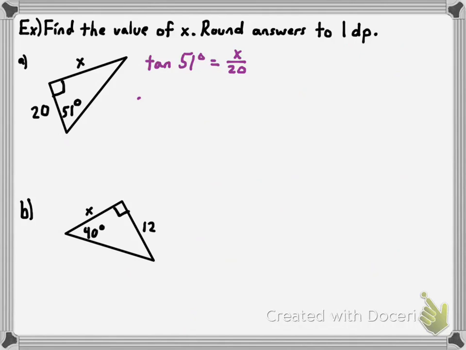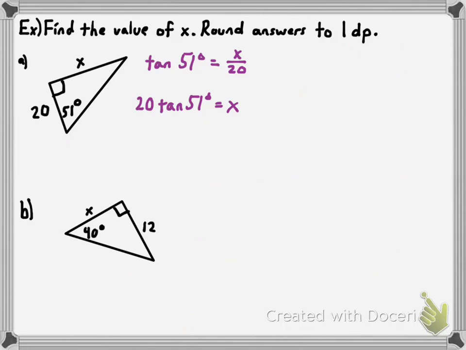If we multiply both sides by 20 here, we're going to get 20 times the tangent of 51 degrees is equal to x. That denominator would have canceled out, right? All right, now here's where your calculator is going to come into play. These ratios are predefined values that are programmed into your calculator.